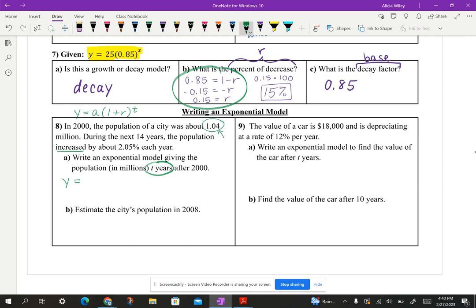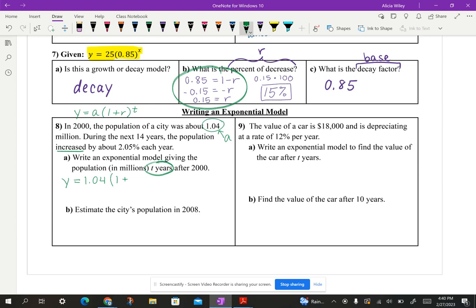This is going to be your A. That's how much you started with. That's how many people you started with. You started with 1.04 million. Okay. That stands for millions. And then from there, we have our parentheses. Then we have a 1. Then we have a plus sign.